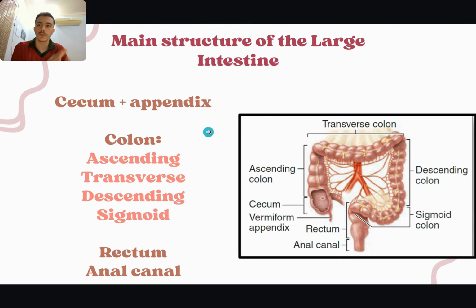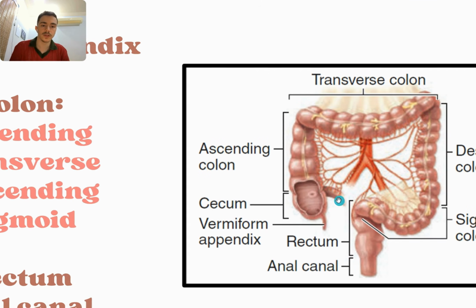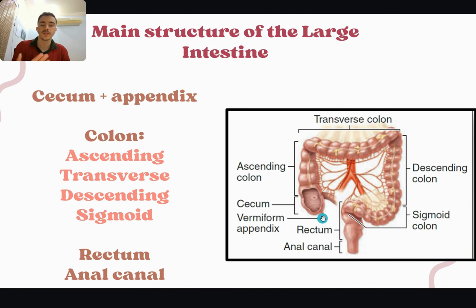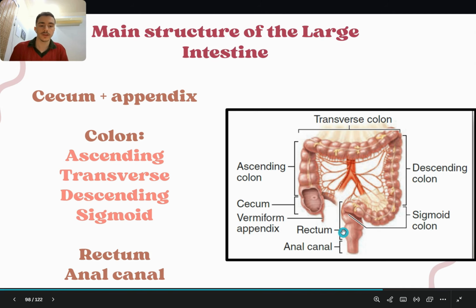The cecum is where the ileum, the last part of the small intestine, drains into the large intestine. So as you can see here, this is the ileum. It drains here into the cecum. Then we have the appendix. Then we have the colon, which is ascending, transverse, descending, sigmoid. And we have the rectum and anal canal.